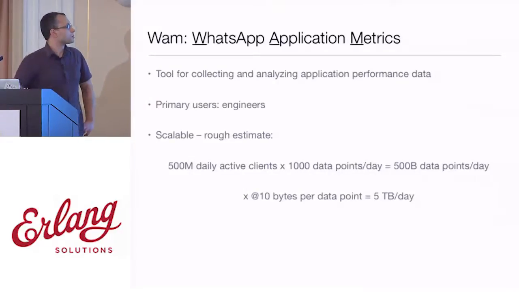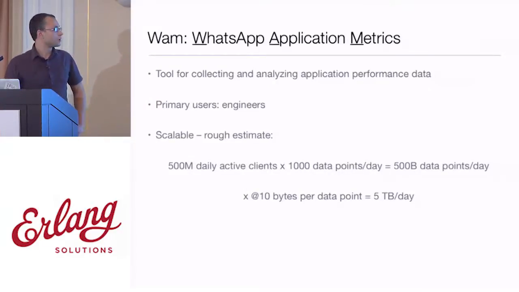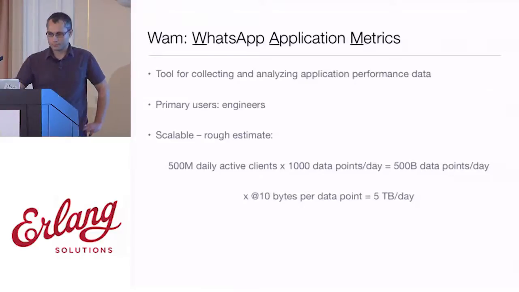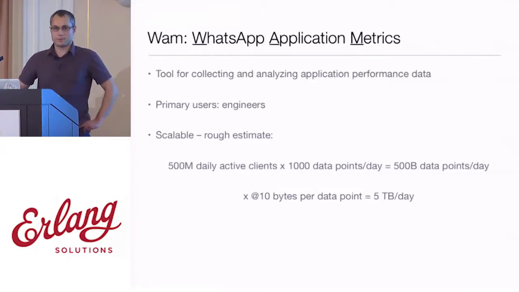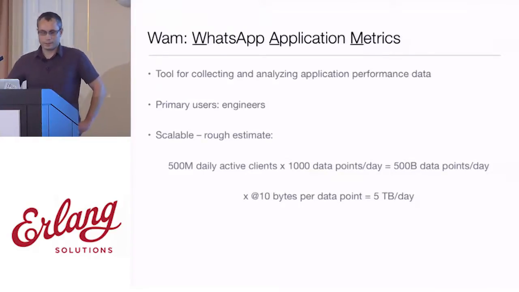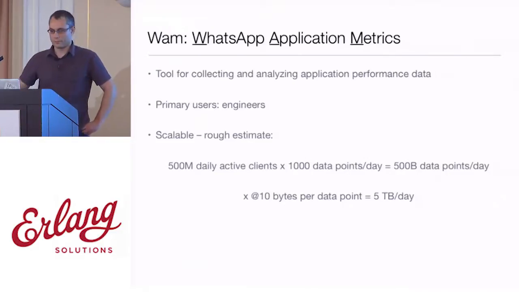As I said, we've been working on a system that's internally called WAM, WhatsApp Application Metrics. What makes this problem challenging is that with 500 million active users, give or take, each sending about 1,000 data points, we're talking about 500 billion data points a day. And with each taking 10 bytes, conservative estimate, it totals at 5 terabytes per day.